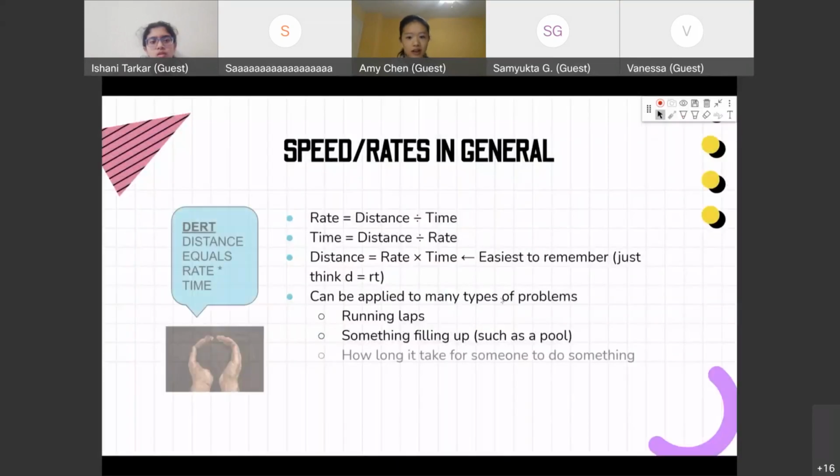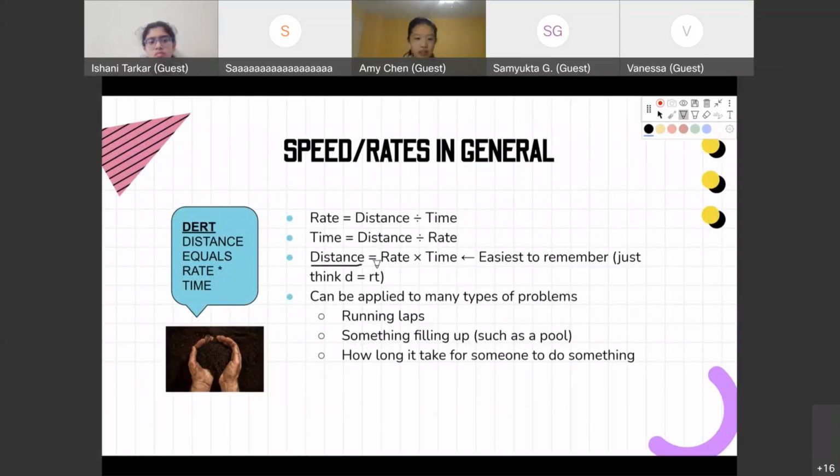And another one is just how long it takes for someone to do something. For example, if someone is painting a wall, then the amount of wall they have to paint would be like the distance, and how fast they can paint it would be the rate, and time is just time. And if you need help remembering this, then just use this acronym DIRT. Distance equals rate times time. Got it? So that's an acronym if you need it. Any questions about this so far?